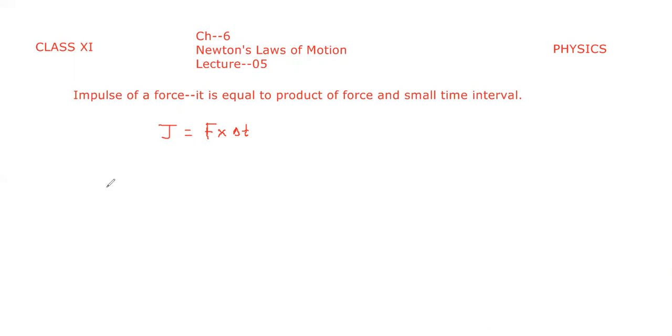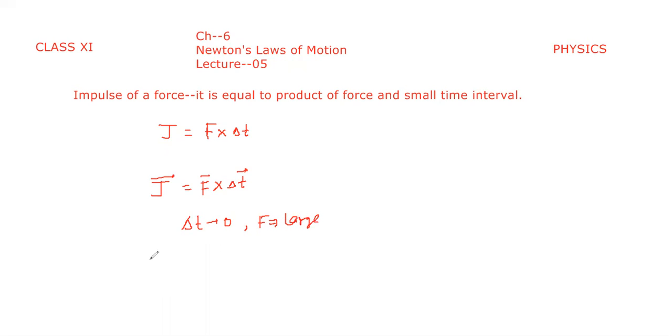So J equals F into delta T. Here delta T is very small, tending to 0, and F is large.